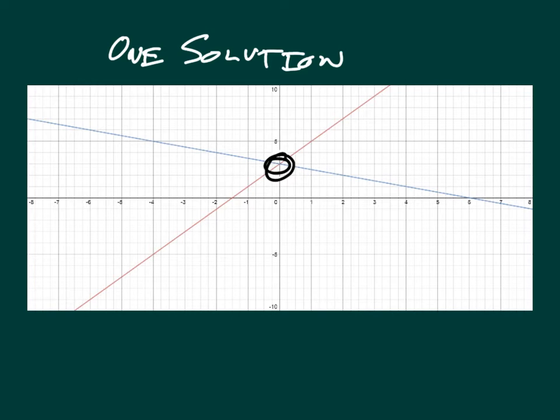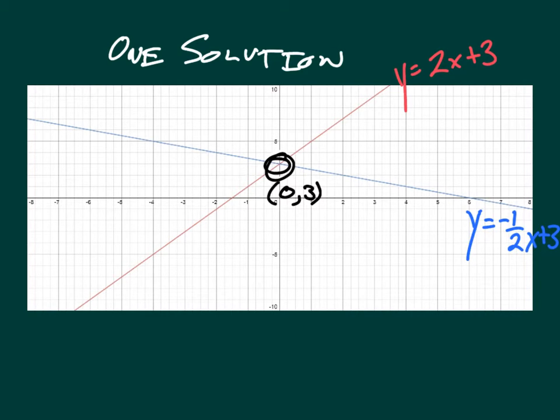So inside of one solution, there's a special case. I'll go ahead and tell you the equation of this red line is y equals 2x plus 3. The equation of the blue line is represented by y equals negative 1/2 x plus 3. So obviously our solution point is that y-intercept. We see it be the same in both problems. And so we know our solution is 0, 3.